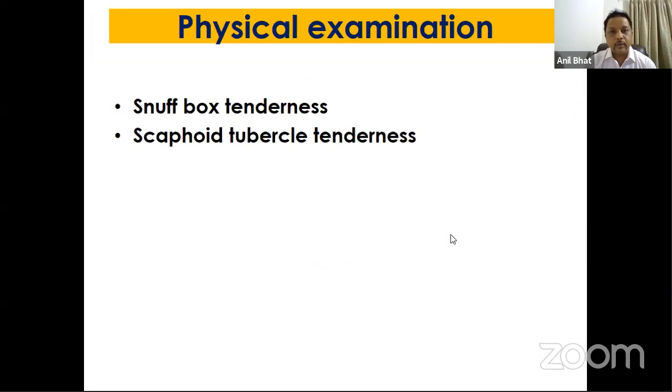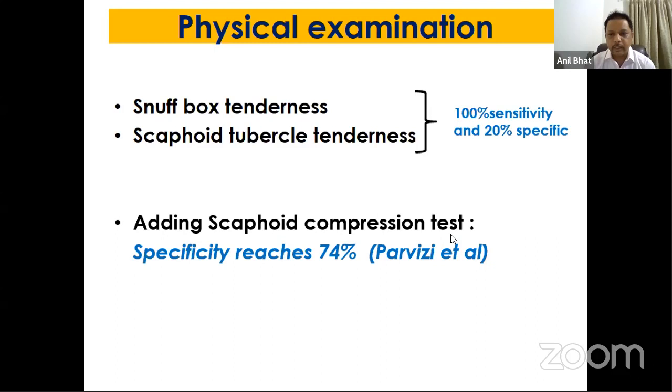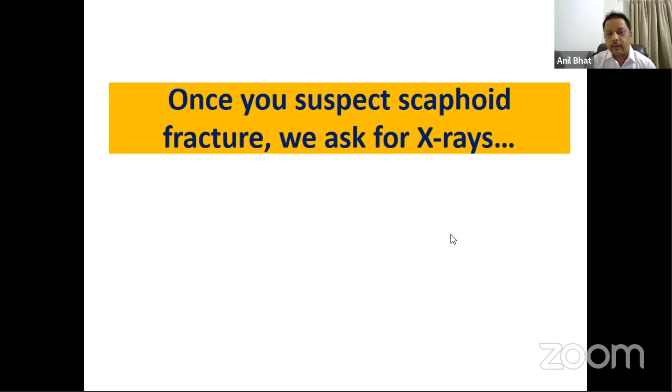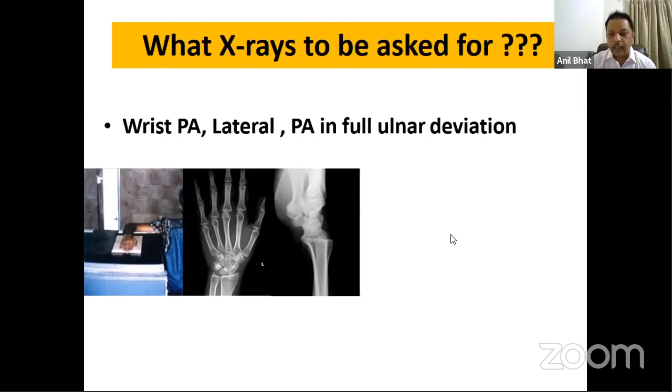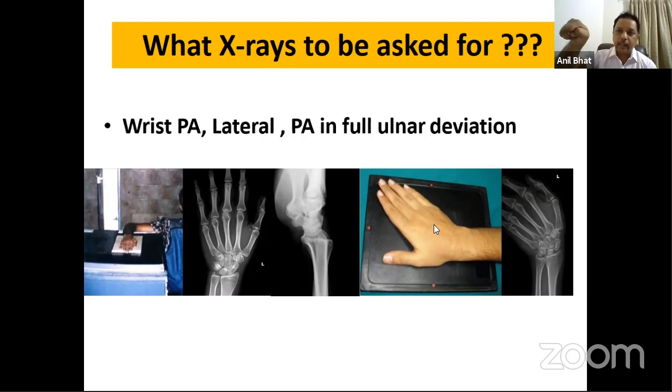So snuffbox tenderness with tubercle tenderness is quite less specific, but when you add the compression test, your specificity increases to almost 75%. So this is the basic clinical examination somebody has to do. And once you suspect a scaphoid fracture, we obviously ask for x-rays. The x-rays are basically the PA, lateral, and the PA in full ulnar deviation. Another way to do it is to make a fist and take the ulnar deviation. That will be a better way of doing it.